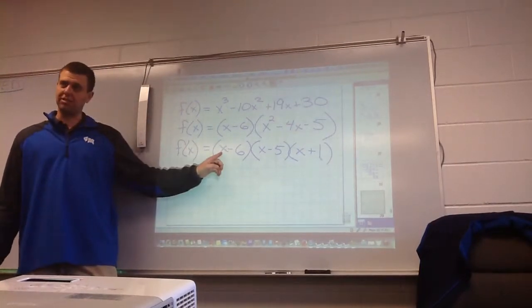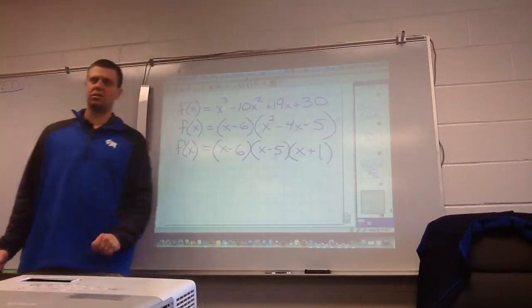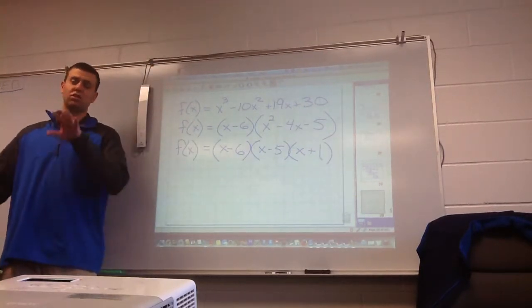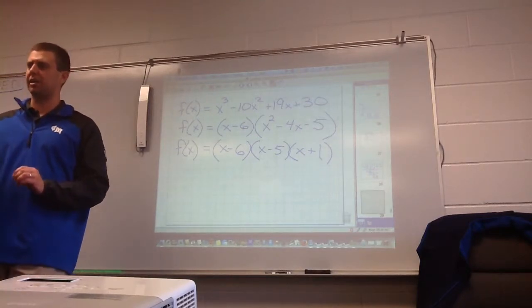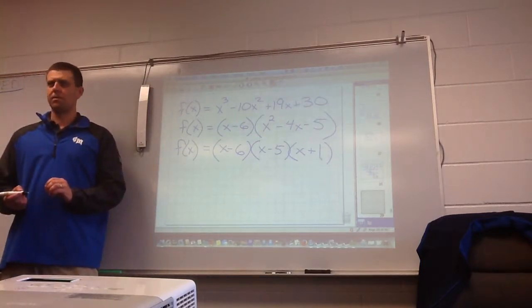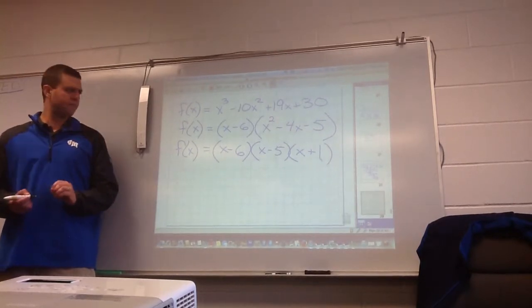So positive 6 is a 0, positive 5 is a 0, and negative 1 is a 0. Those are the zeros of the function. Those are the solutions of the function. Those are where the graph crosses the x-axis. Do you get it now? Okay, everybody? Okay on that?